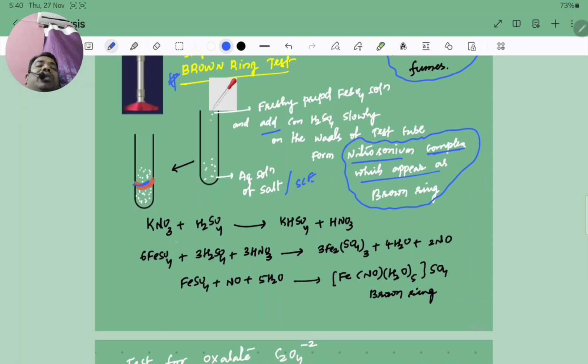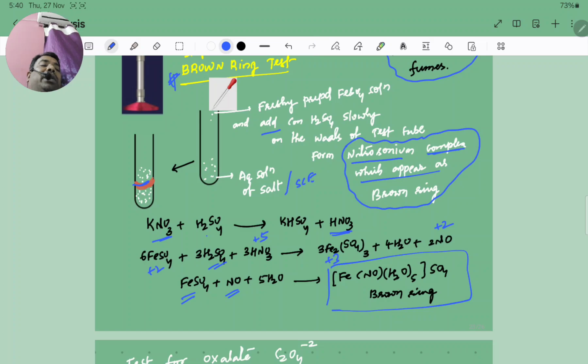This is the reaction, student. KNO3 is our salt, reacted with the H2SO4 forms HNO3. Now this HNO3 is acidified by using the H2SO4, and by adding FeSO4, this Fe plus 2 is oxidized into Fe plus 3 and the nitrogen in HNO3, plus 5, will be converted into plus 2, right? Now this FeSO4 reacted with the nitric oxide to form a brown ring complex.